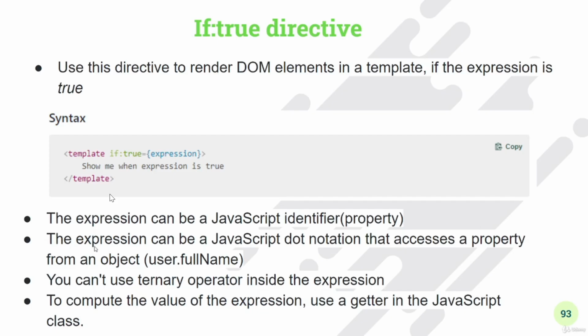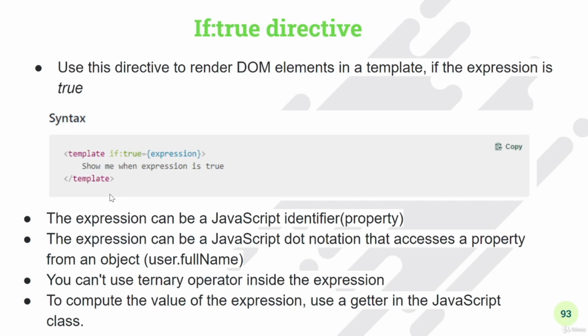In this directive we also take an expression. If you see the syntax, I'm applying the directive to the template tag and then checking the expression. This expression follows the same rules that we have seen in the previous videos. The expression can be a JavaScript property. It can be a JavaScript object with dot notation. You can't use an array, you can't evaluate the expression, and you can't use a ternary operator. You can use a getter in the JavaScript. So this is the if:true directive.